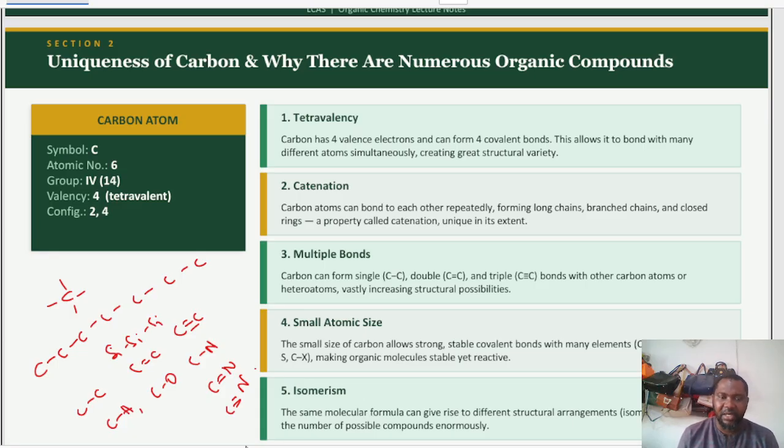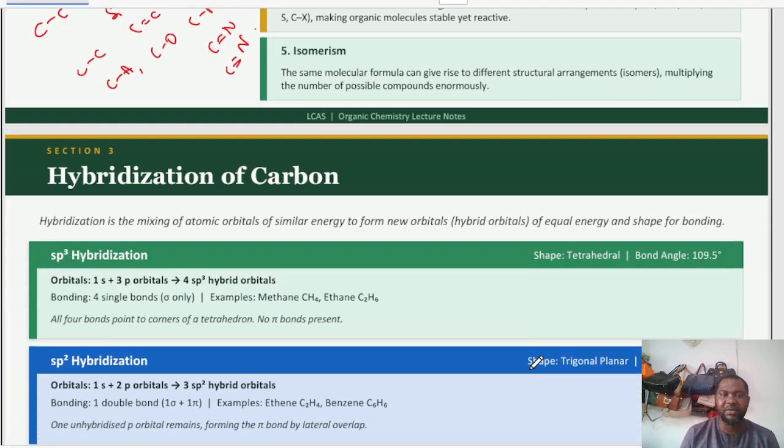Then of course, the ability to isomerize, isomerism. The same molecular formula can give rise to different structural arrangements, isomers, multiplying the number of possible compounds enormously. So isomerism is also another reason why you can have, for example, plastic. Have you seen that we have different kinds of plastic? Plastic has its source from organic compounds, and these are just different ways of combination that produce different types of plastics. That's very important for us to know.